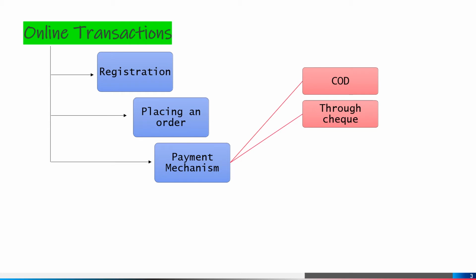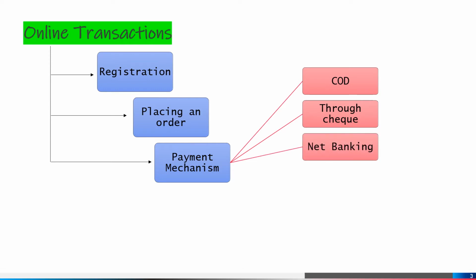Through check. So an online seller may also send his representative to pick up a check from the buyer. This is also a facility which can be provided in the region you are living in. This cannot be provided to every region so far, but yes, it can be provided to nearby buyers.